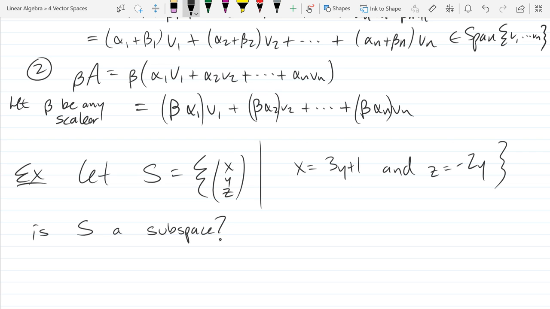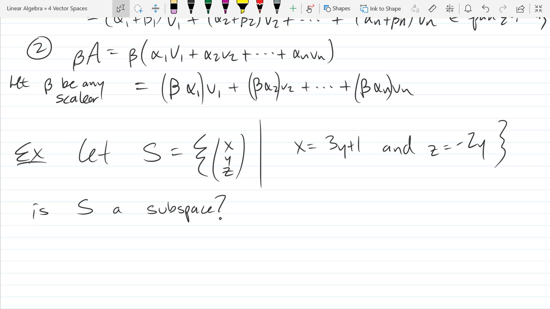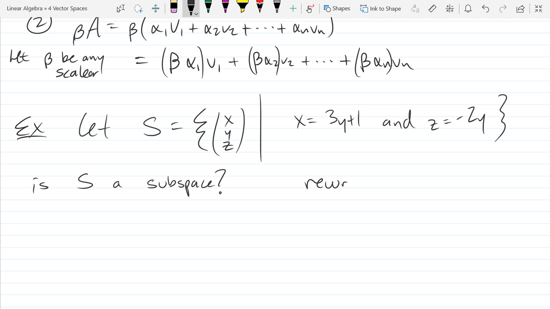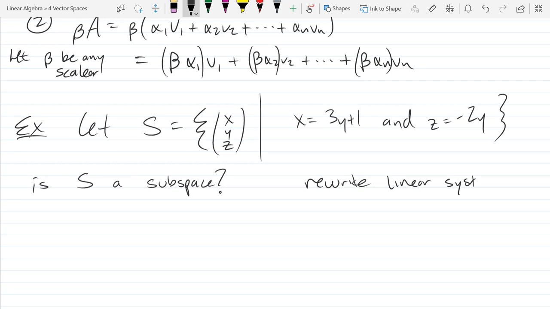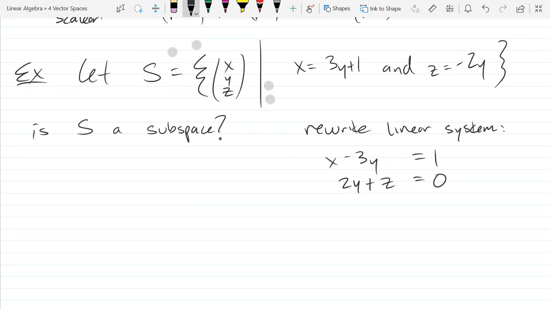So it's a little tricky to write down what vectors you can form like this. We're really looking at a linear system. Two equations, two linear equations. Let's rewrite this in the matrix form and see if that gives us some insight. So I'll just move my variables to the left side. So it's x minus 3y equals 1, and if I add my 2y, I have 2y plus z equals 0. And if I put it into a matrix, it'll be 1, negative 3, 0, 1. And 0, 2, 1, 0. So that would be our augmented matrix right there.